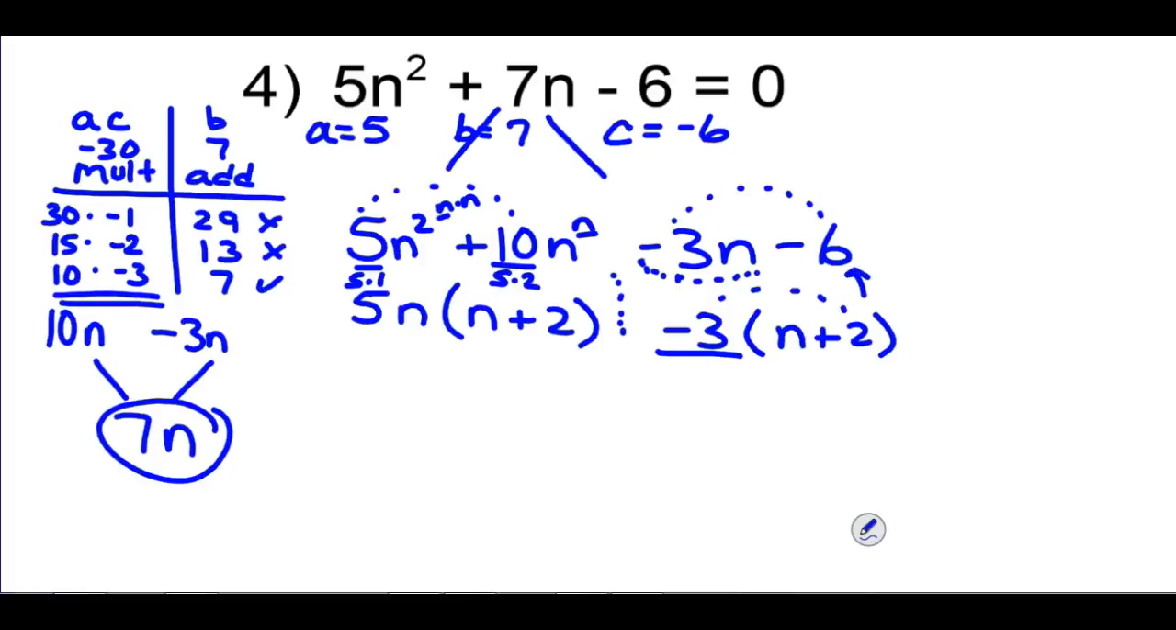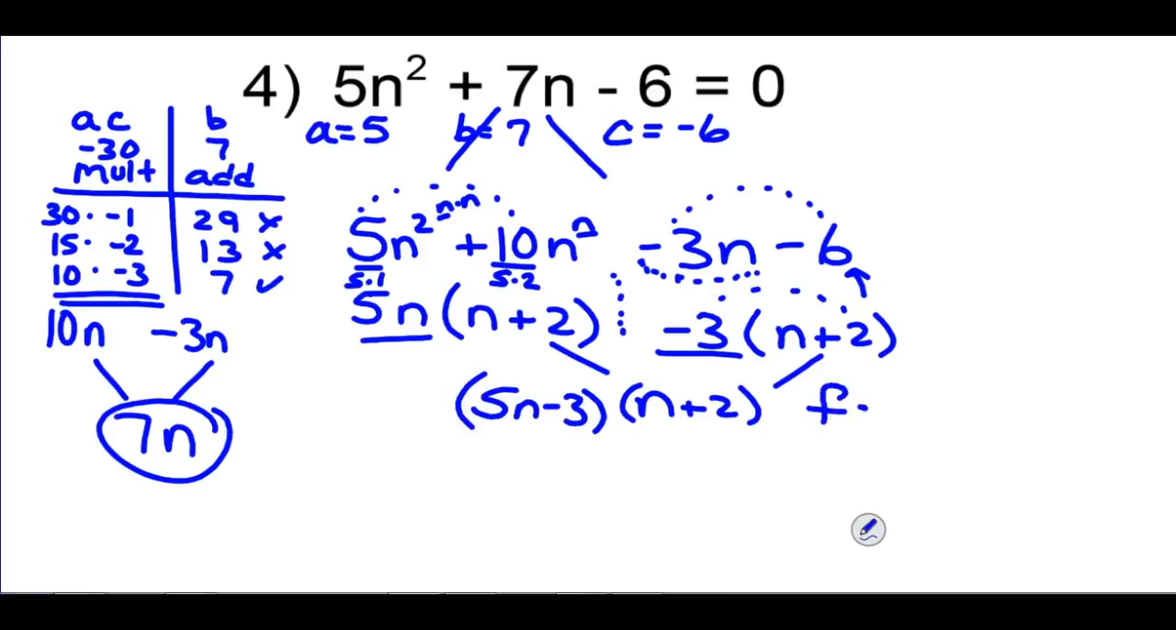So now I've got what I need to be able to put these factors together. Through the magical wonder of math, the n plus 2 stays together, and what I have outside of those parentheses gets grouped together inside parentheses also. These are my factors, and from those factors, I can find my solutions of 3/5 and -2.